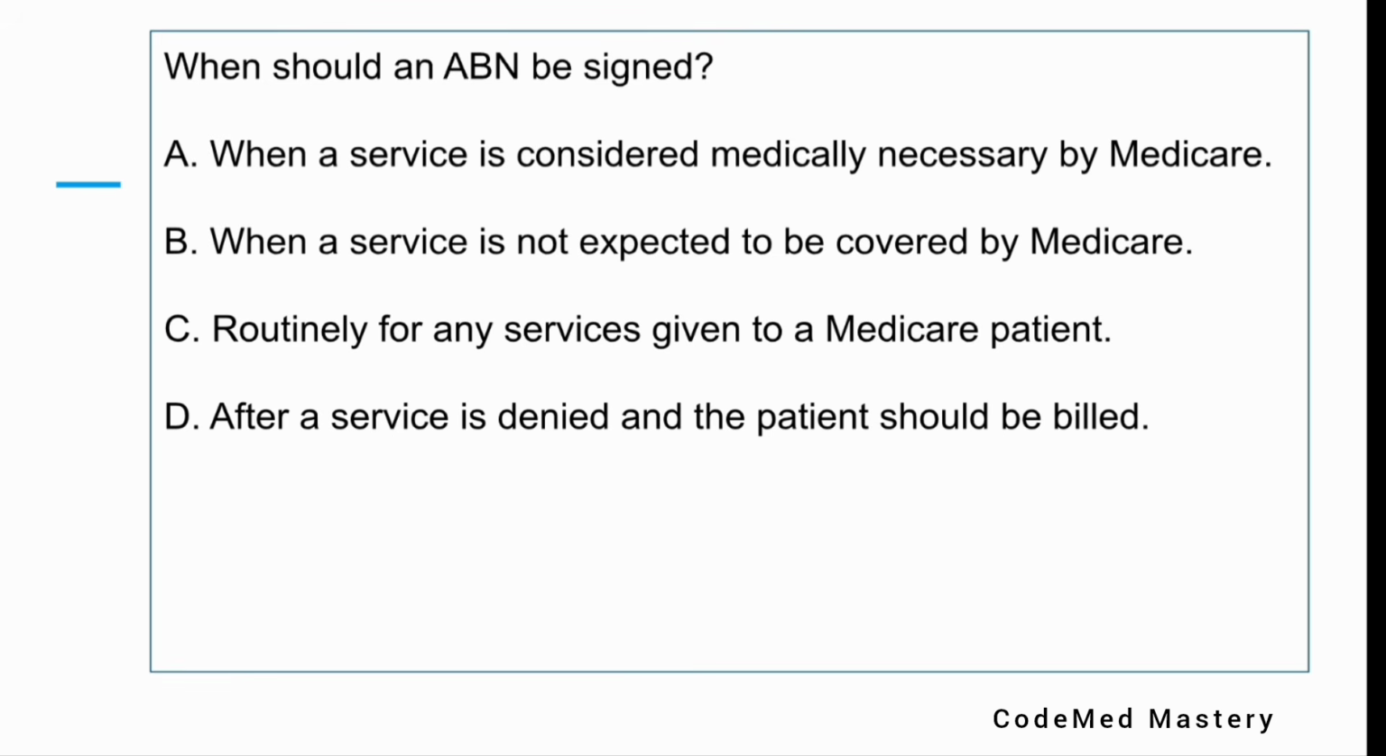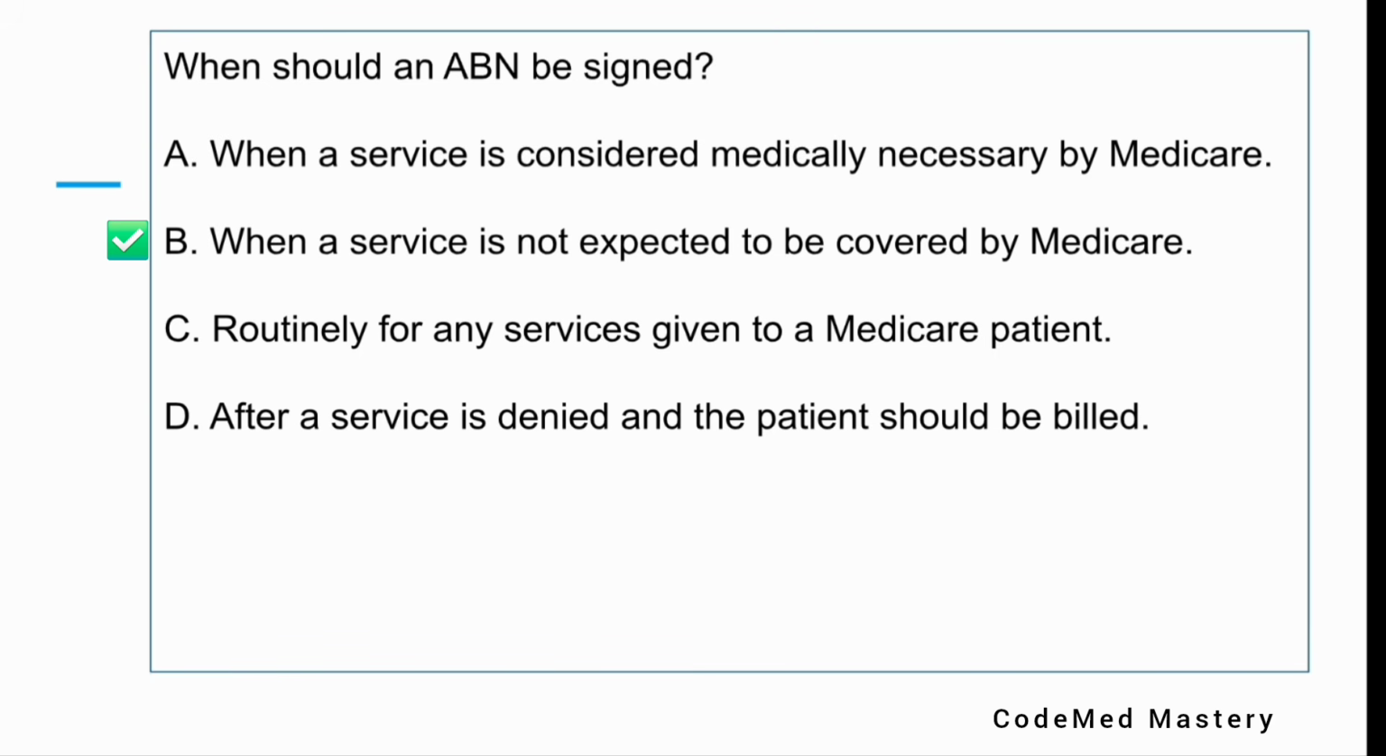Next question. When should an ABN be signed? This is an important question. Option A, when a service is considered medically necessary by Medicare. Option B, when a service is not expected to be covered by Medicare. Option C, routinely for any services given to a Medicare patient. Option D, after a service is denied and the patient should be billed. The right answer is option B, when a service is not expected to be covered by Medicare.